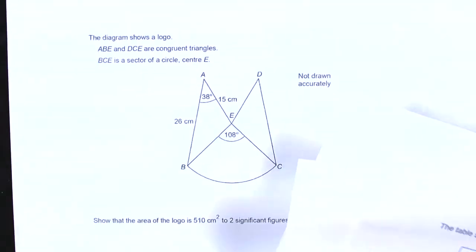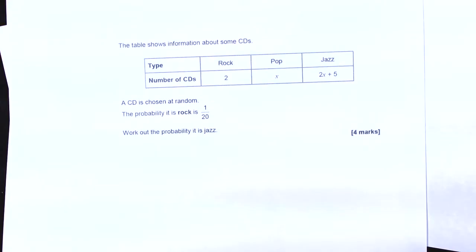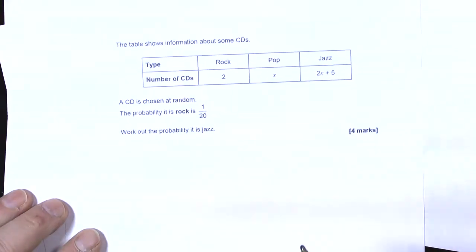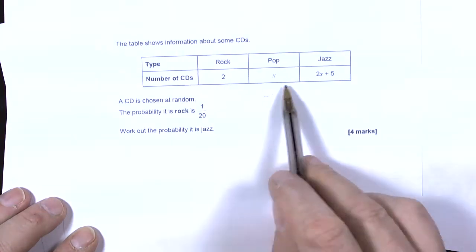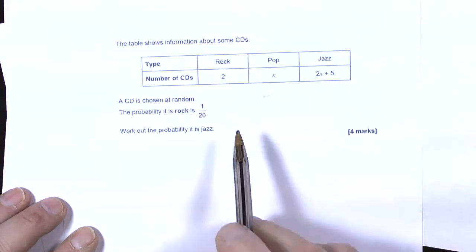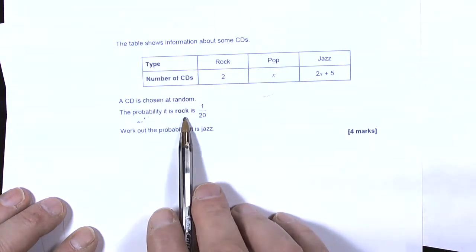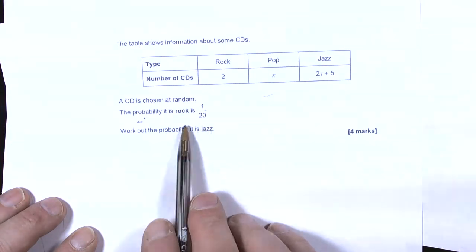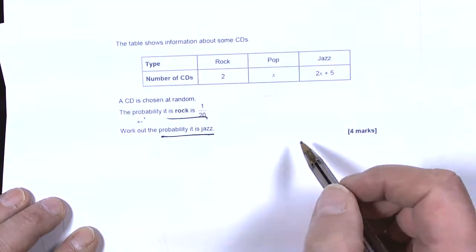Okay, so I'll start going through the answers and then you can see how you got on with them. This one talks about probability and it's given us some information in a table. It's got some x's in it, so it's likely that we're going to create an equation. So we need some information to do that. It's telling us here that the probability of rock is 1/20th and we've got to work out the probability of jazz. So there's our key information.